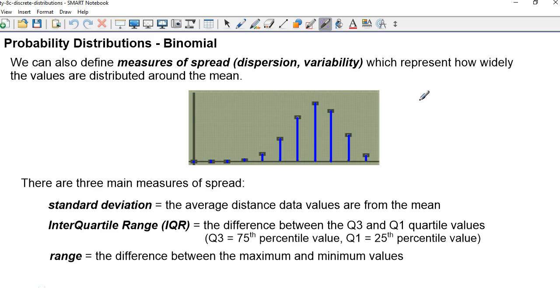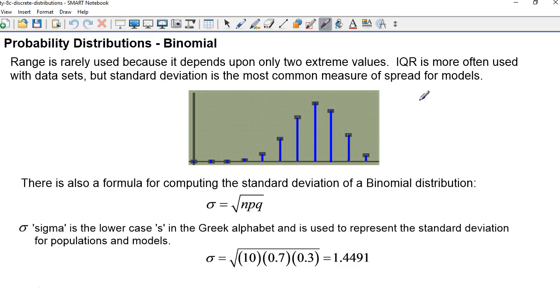We can talk about something called the interquartile range, which is abbreviated IQR. That's the difference between the third quartile and the first quartile, where the first quartile is the 25th percentile value and the third quartile is the 75th percentile value. And we could talk about something called the range, which is just the difference between the max and the min values. So again, the range is rarely used because it only depends on two extreme values.